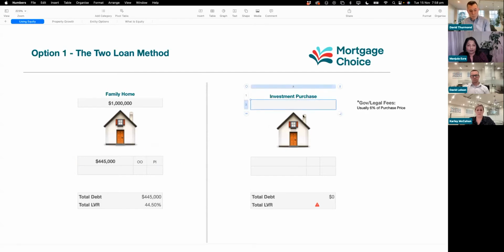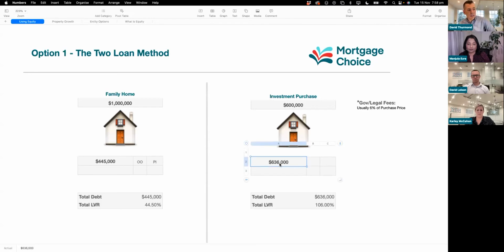And we want to purchase a property for $600,000. Now, on a purchase of $600,000, we usually have about 6% in government and legal fees. That includes conveyancing costs, stamp duty, transfers, registrations, and land tax or council rates. So all up, we're looking at a total cost of $636,000. Now, if I tried to secure $636,000 against this home that's only worth $600,000, you can see that we're trying to borrow 106% of the value of that property, or 106% loan to value ratio.